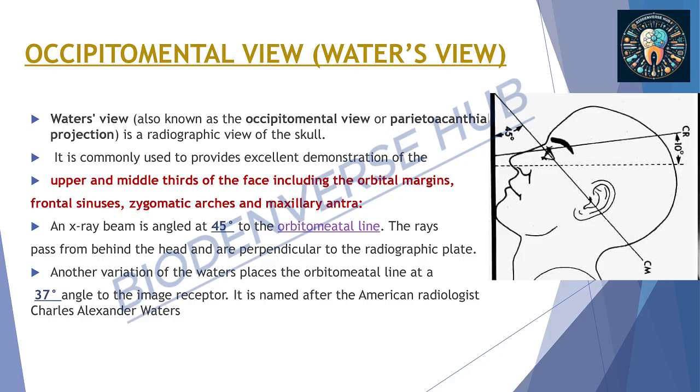After that, we will be discussing the views in quite some detail. First of all, we have the occipitomental view, also known as the Waters view, and we have studied that there are two kinds of occipitomental view. The first one was the 10 and 30 degree view, and after that we have the Waters view, which is basically at 37 degrees. So the Waters view is also known as the occipitomental view or parietoacanthial projection.